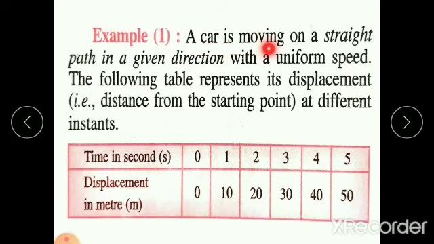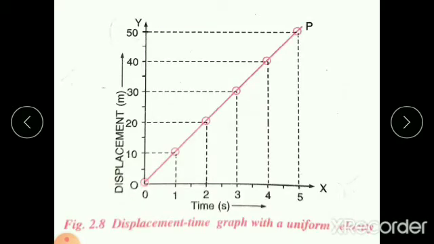A car is moving on a straight line path in a given direction with a uniform speed. The following table represents the displacement at different instants. Time interval is given in seconds and displacement in meters. At 0 seconds the displacement was 0, at 1 second it was 10 meters, at 2 seconds it is 20, and so on, and at 5 seconds it was 50 meters. For this you have to draw the graph. You have to take the time on the x-axis and the displacement along the y-axis. So you will get the graph like this, right?